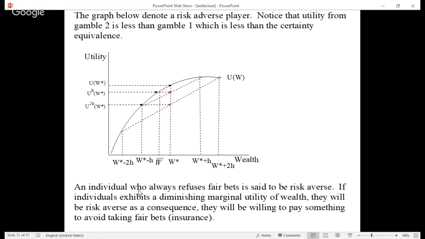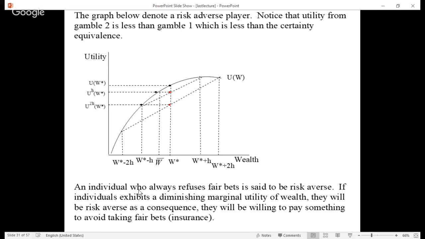So the individual who always refuses fair bets is said to be risk averse. That means when we draw the utility function like this with respect to wealth, it's going to be concave. That person is risk averse if the individual exhibits diminishing marginal utility of wealth, which this person does. In other words, as his wealth increases, his utility increases, but at a decreasing rate. In other words, the second derivative is negative.